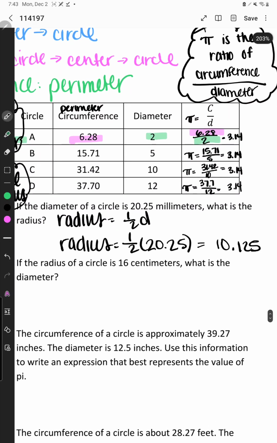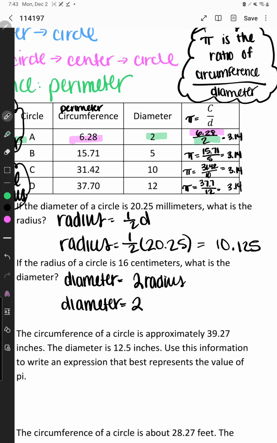The next one says, if the radius of the circle is 16 centimeters, what is the diameter? Well, like we just talked about, diameter equals double, which is 2 times the radius. So diameter equals 2 times 16, which gives us 32.